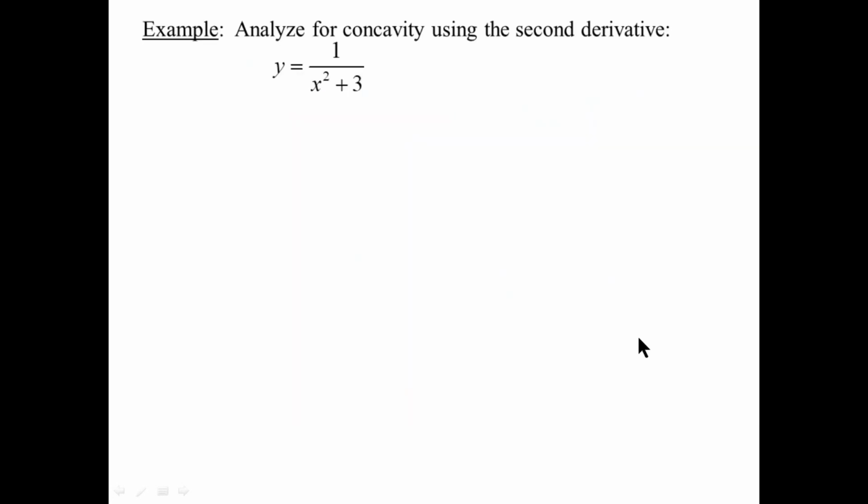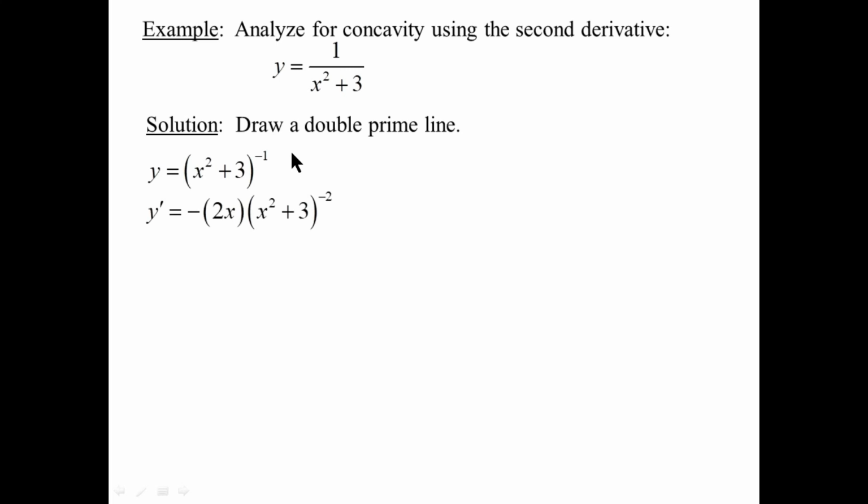And one last time, let's do it again. Okay, this isn't a cubic, this isn't a quartic, this is a bit of a challenge. Analyze for concavity. Solution: draw a double prime line. That's how you analyze for concavity. To do that, we have to differentiate it twice. Okay. Well, I like to write it this way. So I haven't differentiated. I just rewrote the function with a negative exponent because now it becomes easier to differentiate, in my view. So it will be negative 1 times all of this to the negative 2 times 2x. There's your first derivative.